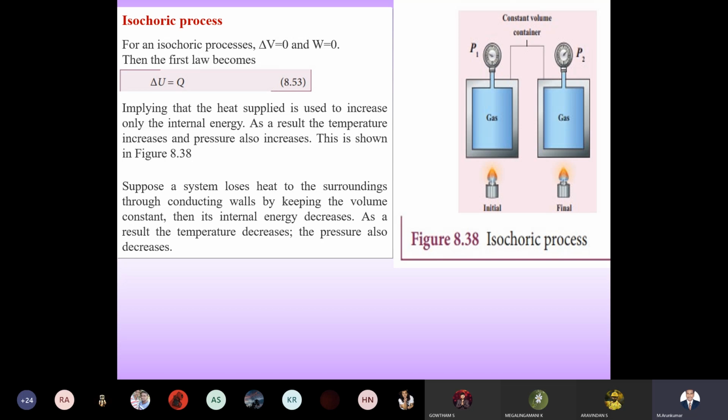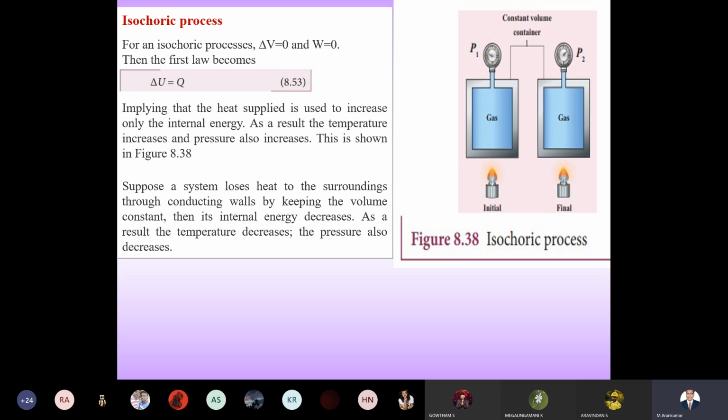Then this is the figure of the isochoric process. The volume is kept constant. We can increase the pressure by adding heat, and we can decrease the pressure by releasing heat. So this is an example of the isochoric process: volume is kept constant. The air-filled cycle tire is an example of the isochoric process. The volume of the system is constant.